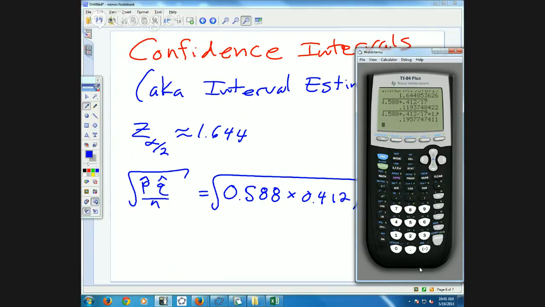Like, is my p hat exactly 0.588? Just double check. 10 over 17. It goes on for quite a while, and it may even go farther than the calculator shows. So one thing that's going to happen if we're not careful here is we're going to compound rounding error. And sometimes we need a certain amount of decimal places to be accurate. So I'll do this again more carefully and show you how to avoid rounding until the very end. But we're estimating a number of about 0.196 right now.